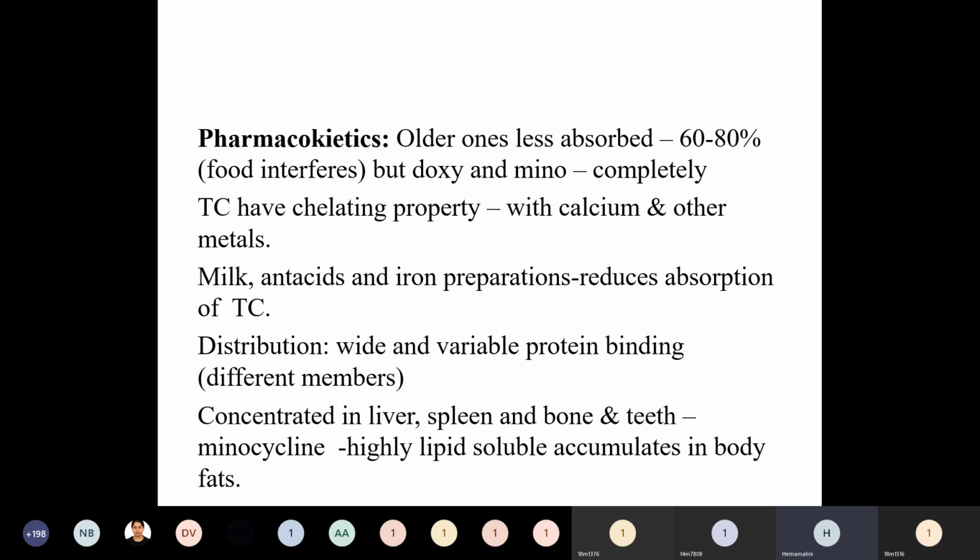And distribution: they are widely distributed and they have variable protein binding. Different members have different protein binding capacity, and they are concentrated in the liver, spleen and bone, teeth. Minocycline is highly lipid soluble and accumulates in the body fat.